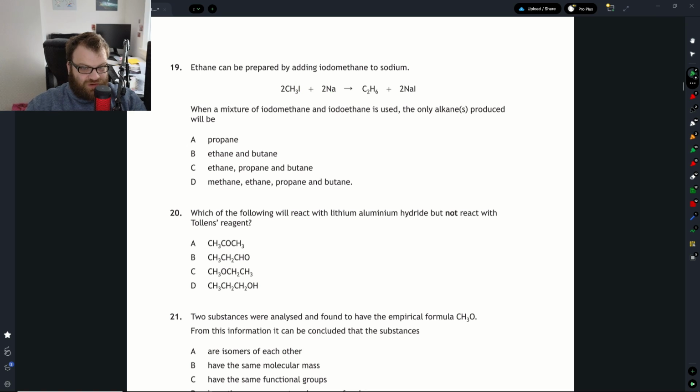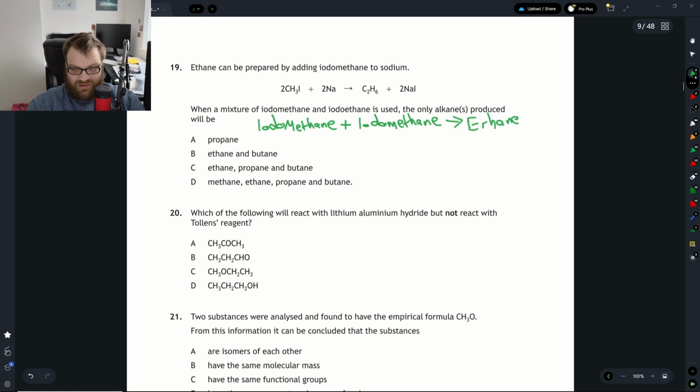What this question is saying is that we're using a mixture of different compounds. We're trying to work out what we'd be able to produce. We had the iodomethane plus iodomethane, like the example they give us, then we're going to make ethane. We could also take iodoethane and react it with another iodoethane. Then here you're going to end up with 4 carbons joined together, because here you took each of the two-carbon units and put them together. So that would make butane.